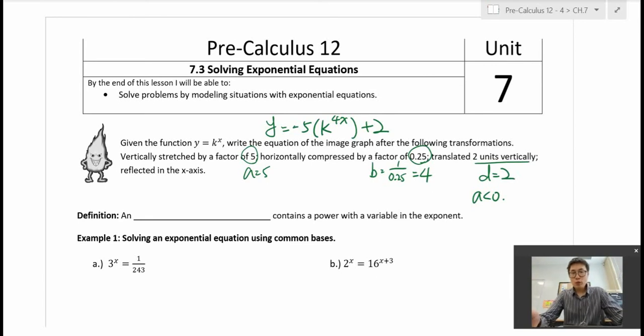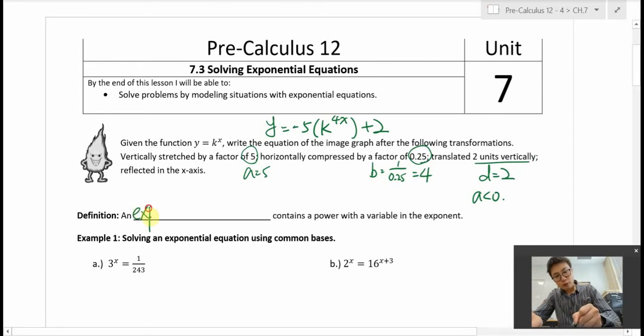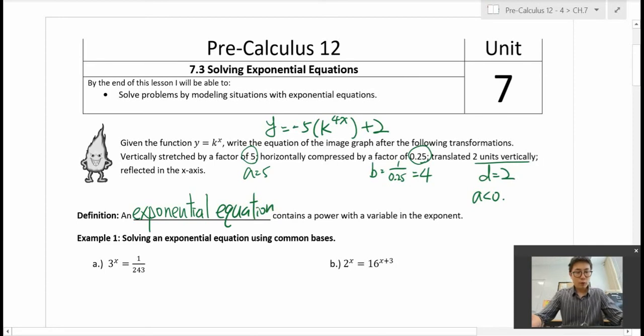Today, we are going to move on to exponential equations. An exponential equation contains a power with a variable in the exponent. So again, the variable is the exponent, and if it's an equation, then we call that an exponential equation.